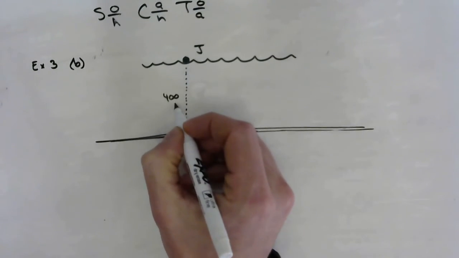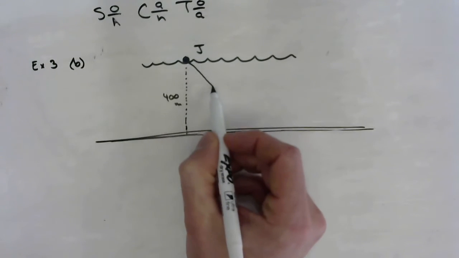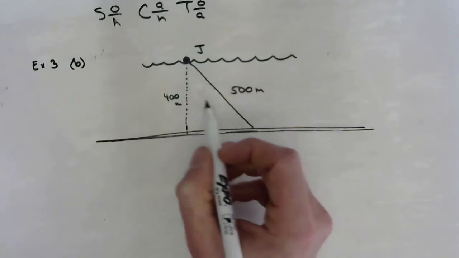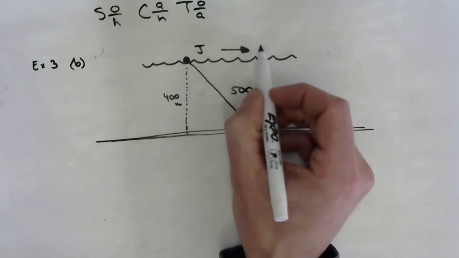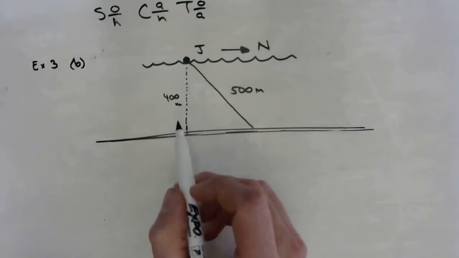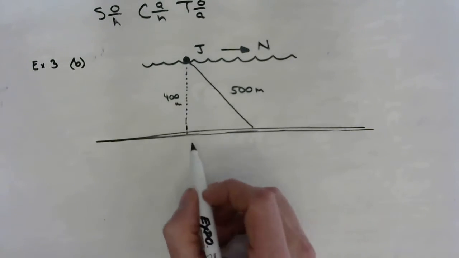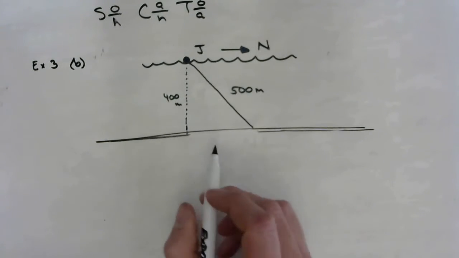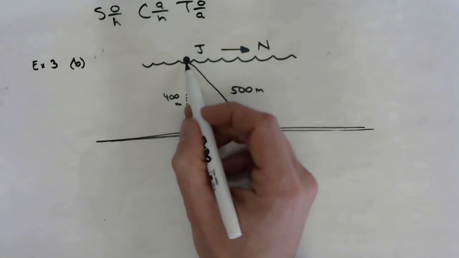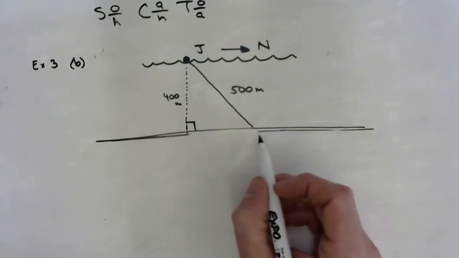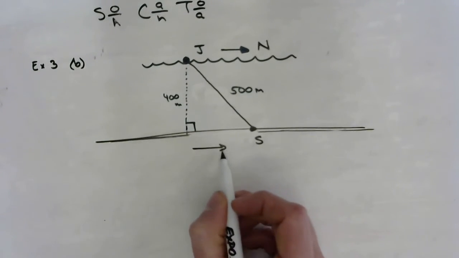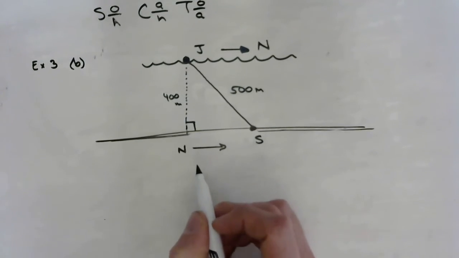So let's say that this line is 500 meters, and let's say that this direction Jack is heading is north. Does that make sense? So it's north of the ship, and we don't know how far north of the ship it is. But we know we have a right angle here. The submarine is cruising somewhere along here. If it were south of the ship, it would have been down here somewhere, but it's not. It's north of the ship. So let's call that S, and we know this direction is heading north.